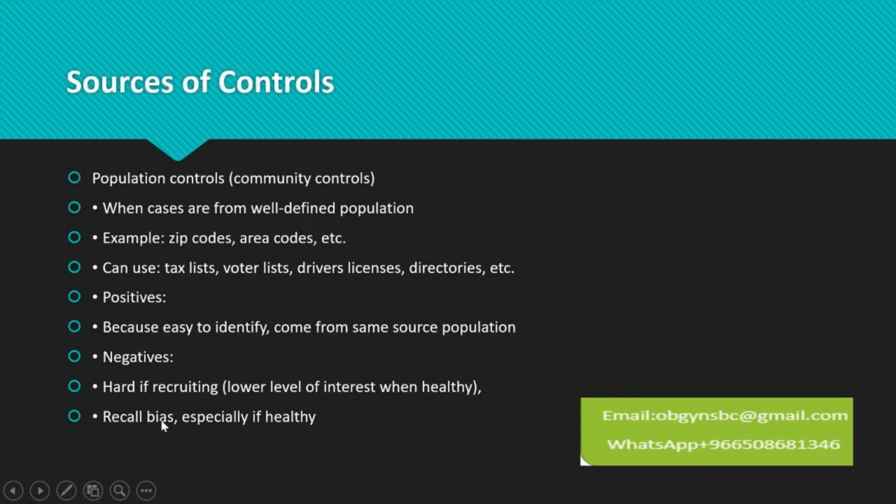Recall bias can always be there, so we have to be very careful about it. Which type of bias is most commonly associated with case control studies? The recall bias, especially if the person is healthy.